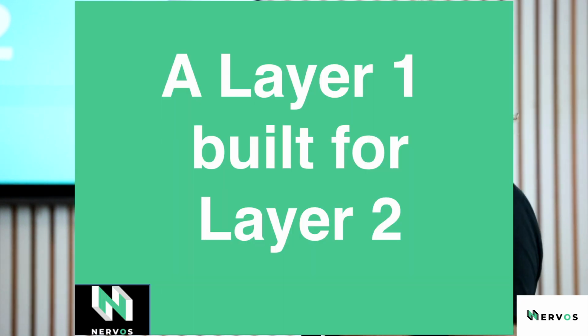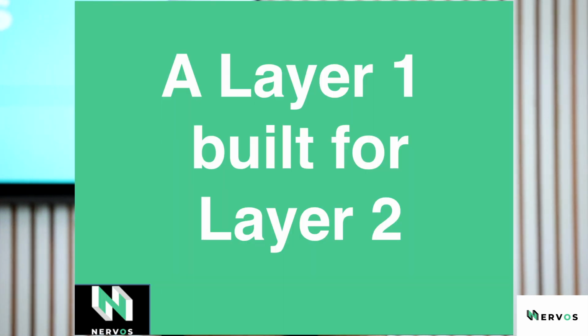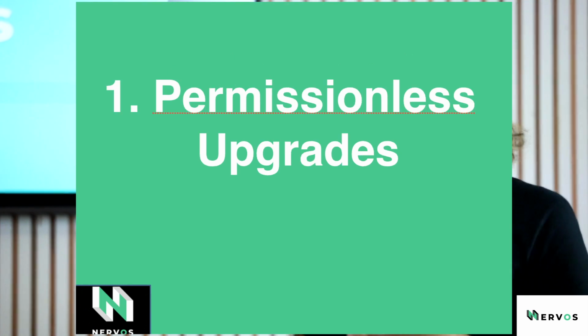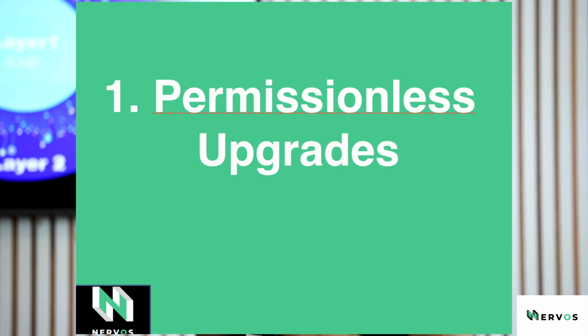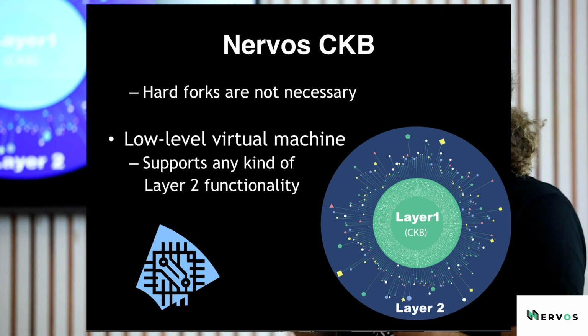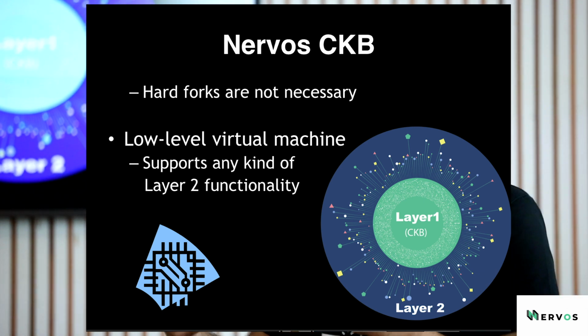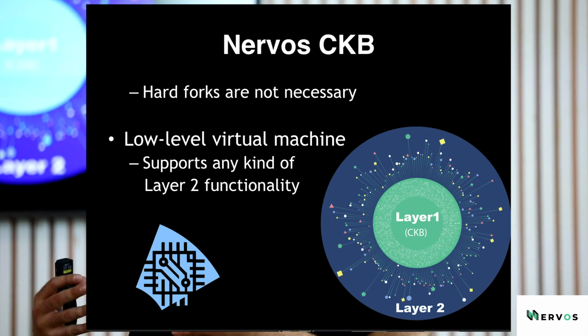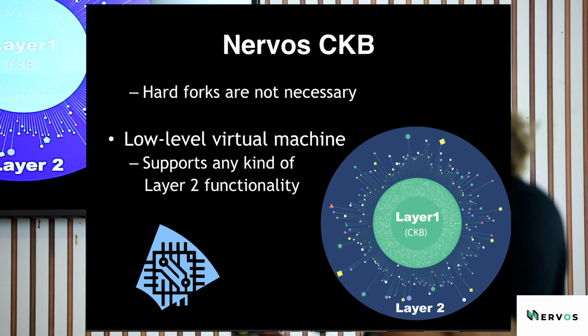So with Nervos, we have a layer 1 built for layer 2. So the first thing is permissionless upgrades. With Nervos CKB, hard forks are not necessary. If any of the underlying functionality needs to be upgraded, it can be done permissionlessly and in protocol by the users. There's also a low-level virtual machine that supports any kind of layer 2 functionality.